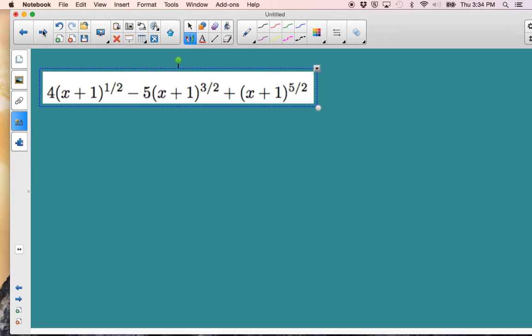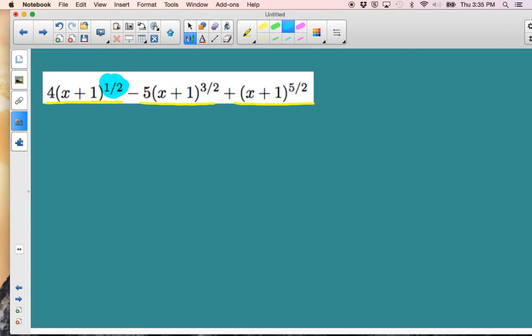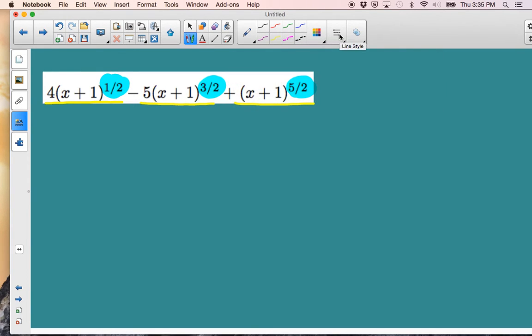So 3 more examples here. Example number 4. So I've got 3 terms, and all of those have an x plus 1 to the power of something. So I know that I want to find the lowest exponent. So between 1/2, 3/2, and 5/2, 1/2 is the smallest exponent. So I'm going to go ahead and factor that out. So that's my GCF. So I have x plus 1 to the power of 1/2.